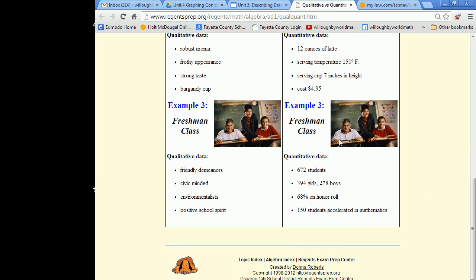All right, example 3. So both of these are looking at the freshman class. So all of you are in the freshman class. How can we look at that and find qualitative data? So here we go. Friendly demeanors. Is that a good description of your class? Yes. What does that mean? You're nice to each other. Friendly. Okay. Civic-minded. You like to help out.